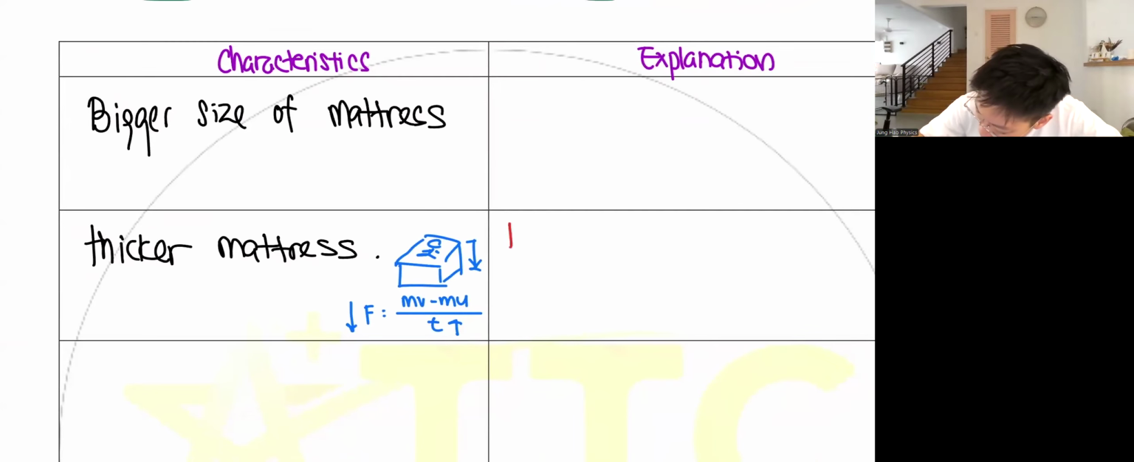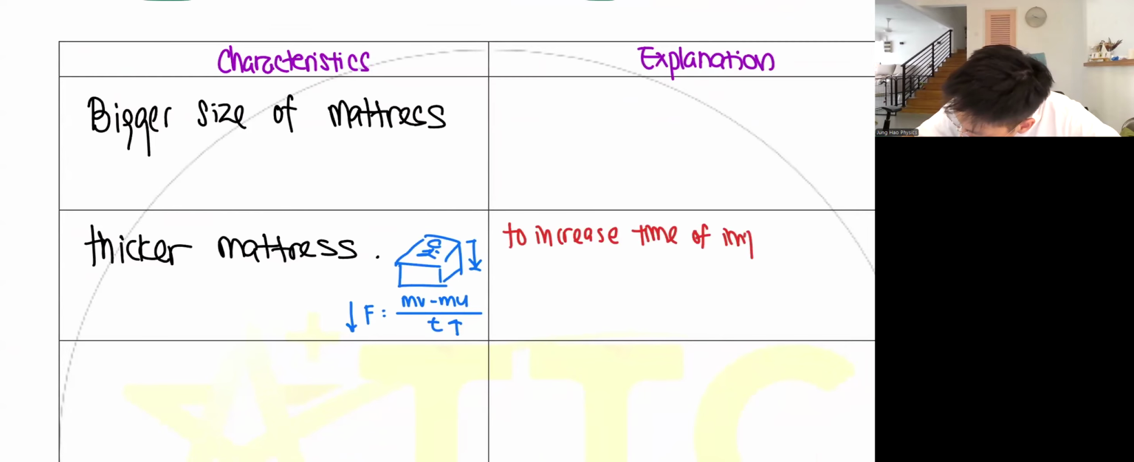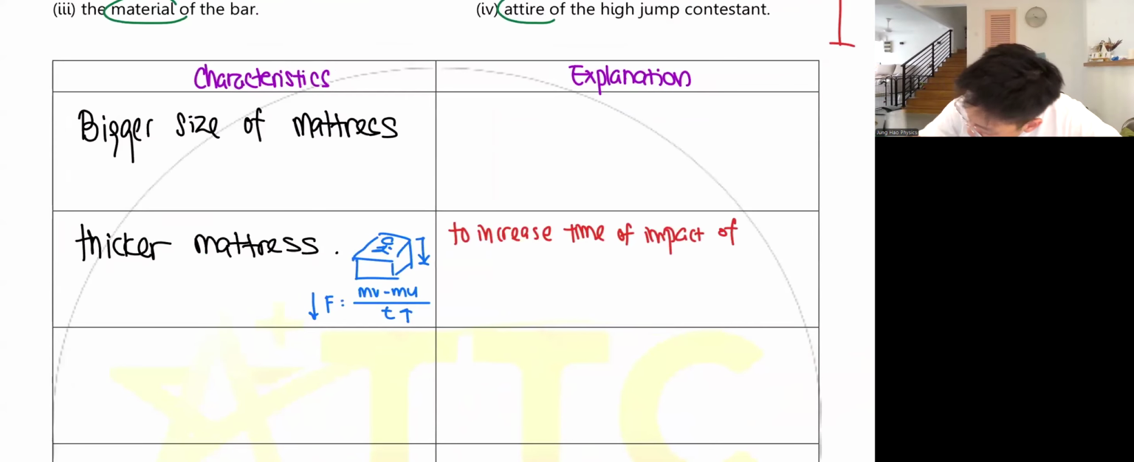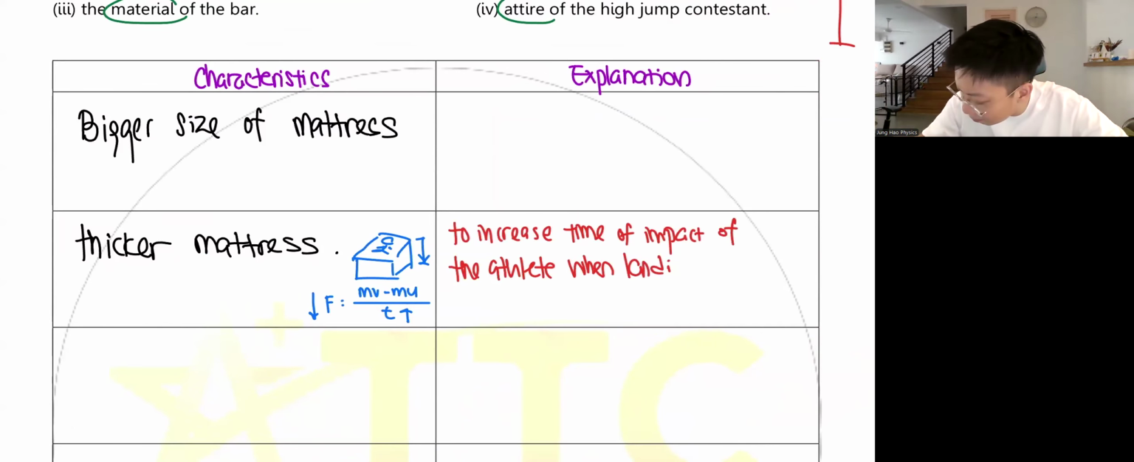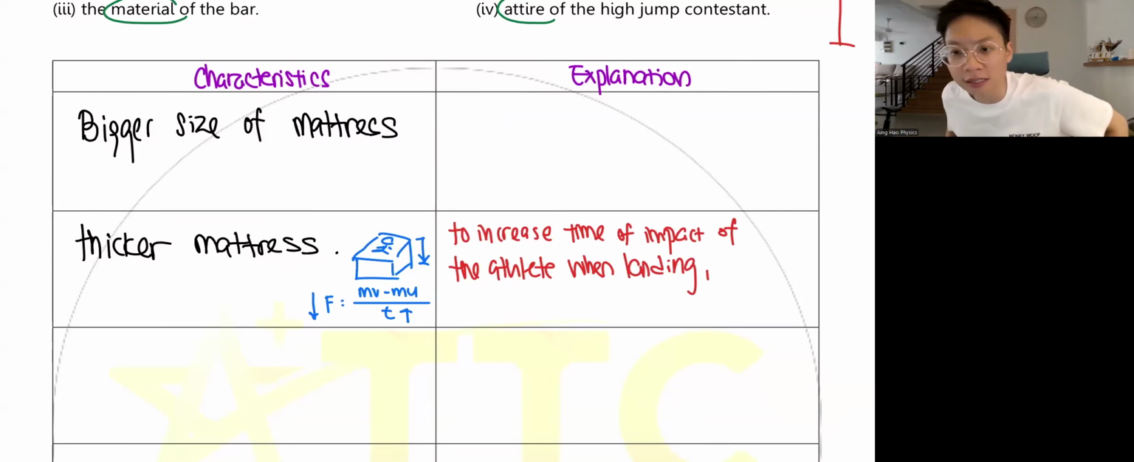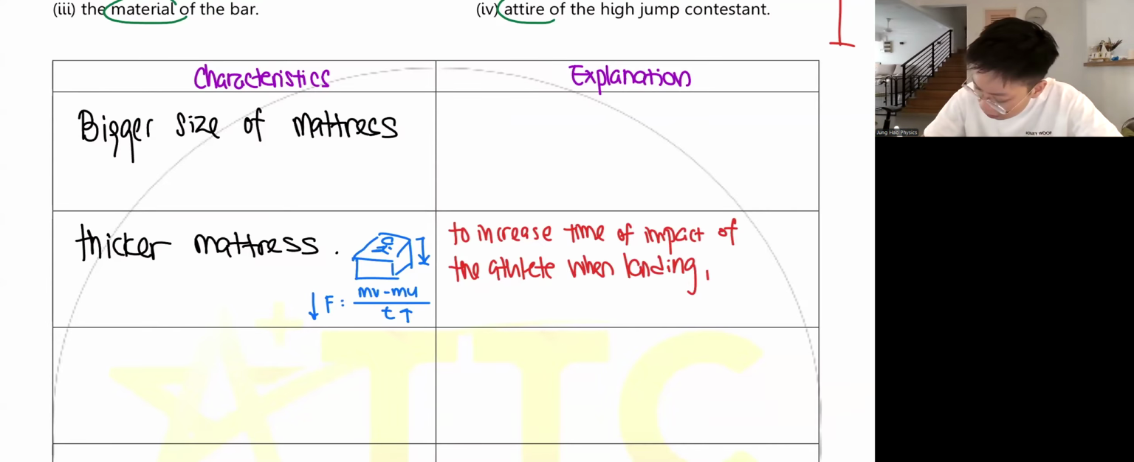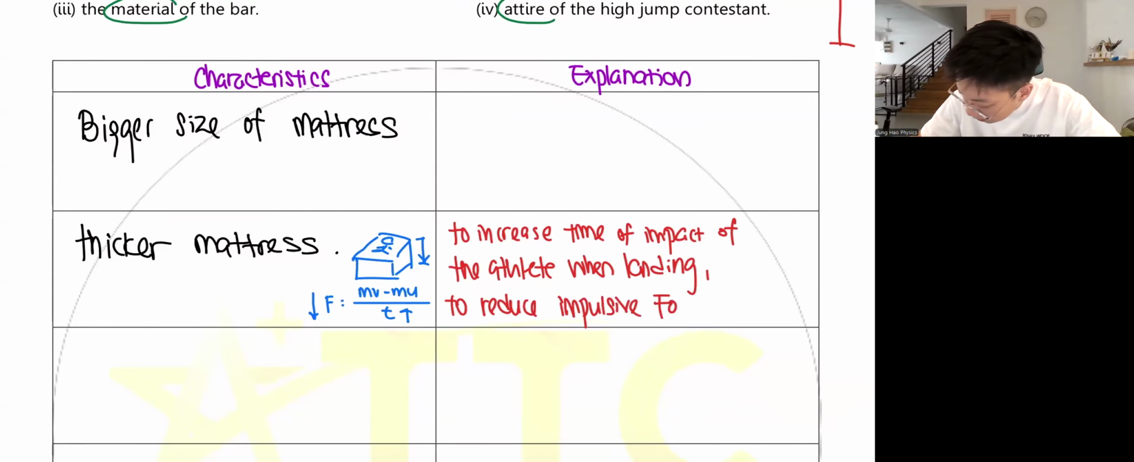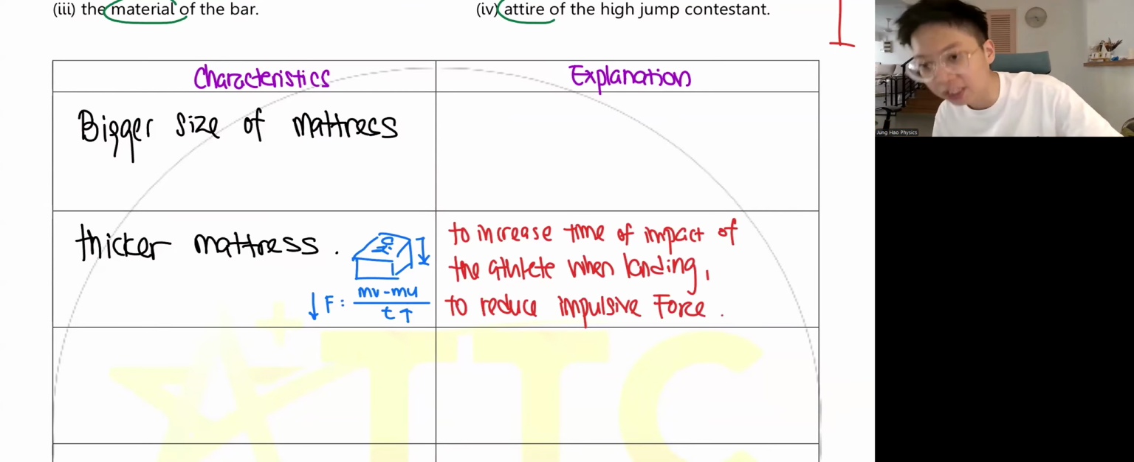Okay, so we will say that this is to increase the time of impact of the athlete when landing. For me, I prefer to elaborate what type of impact. Is it when he lands, or when he runs, or when he jumps? So to increase the time of impact of the athlete when landing. Therefore, the aim here is to reduce the impulsive force, so he won't be injured.